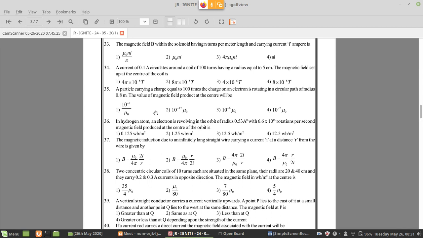Answers are given as 4 pi into 10 power minus 5 Tesla, right? So the choice is first choice. Directly the answer is given, right?